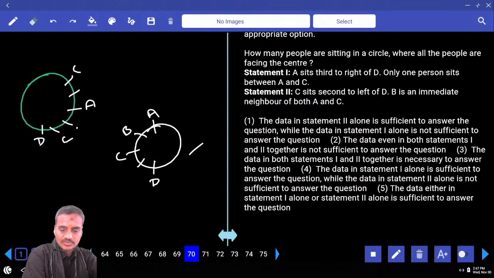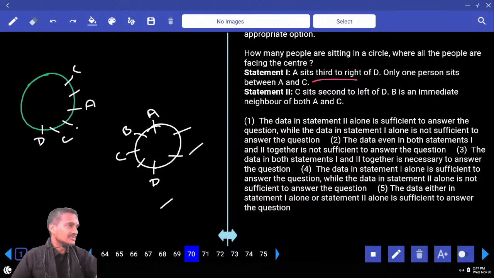Then by combining these two. If you combine these two, this is condition number 2. Let us combine the first one with this. A is third to the right of D. Third to the right means there are 2 persons in between. Are you getting the answer or not? Yes, by combining this we got the answer. So the answer is both 1 and 2, which is choice 3. That was question 70.